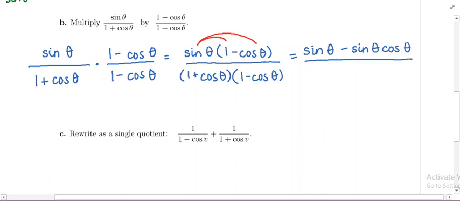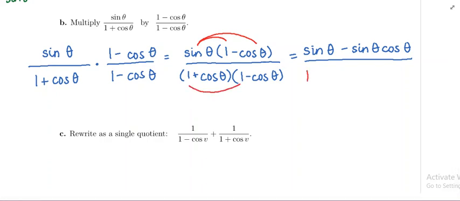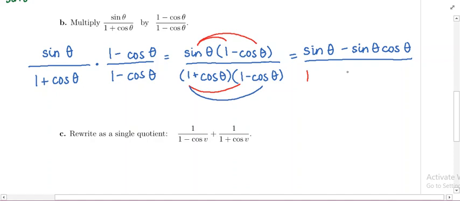In the bottom, you're going to have to FOIL it. So you need to multiply the first terms together: 1 times 1 is 1. Then you multiply the outer terms together: 1 times negative cosine of theta is minus cosine of theta.